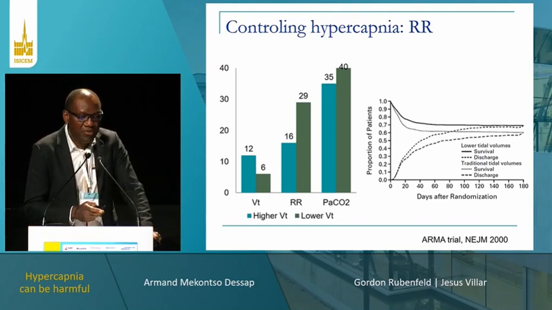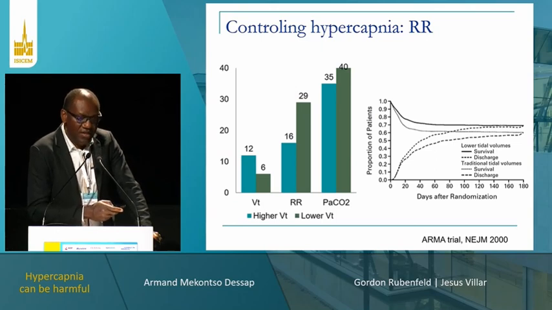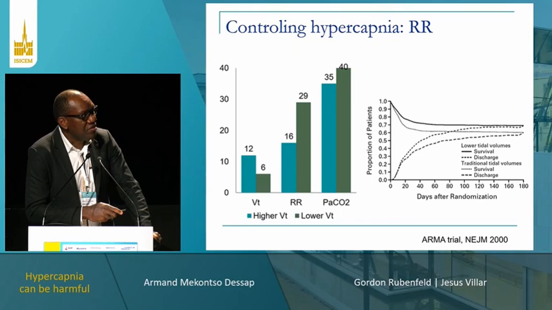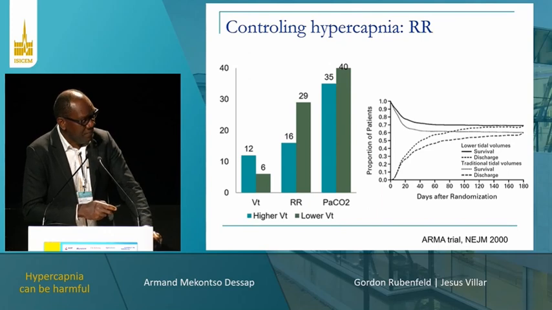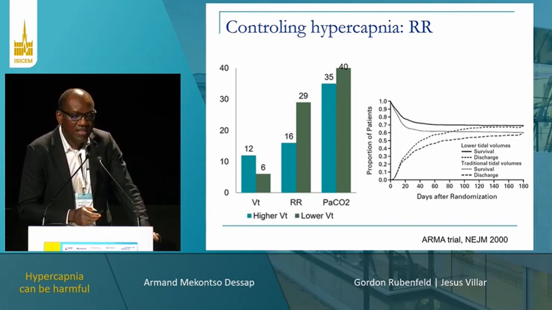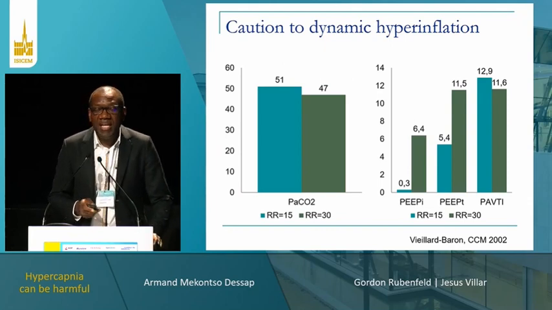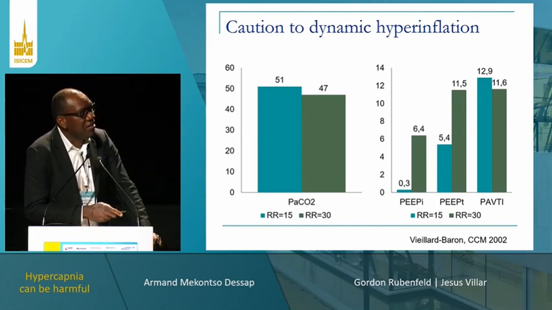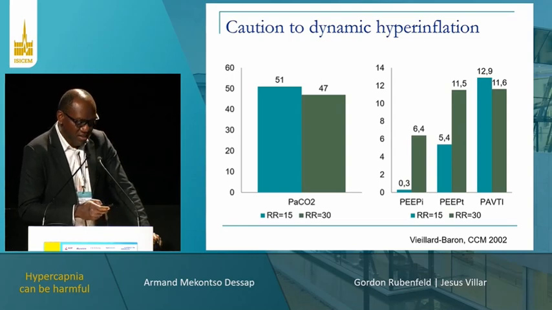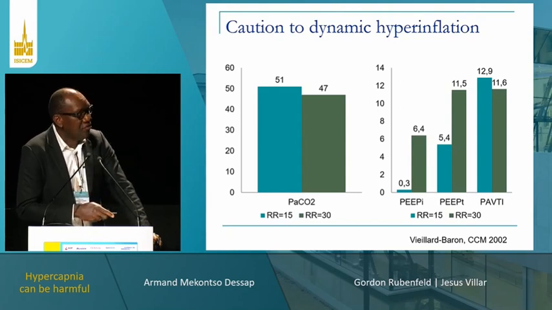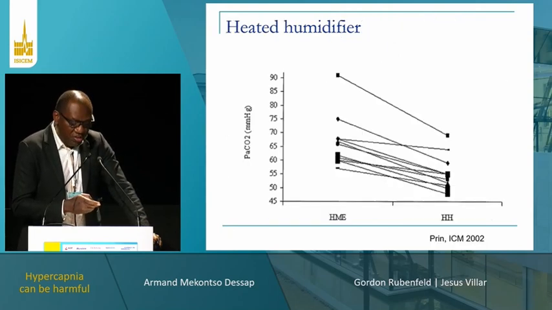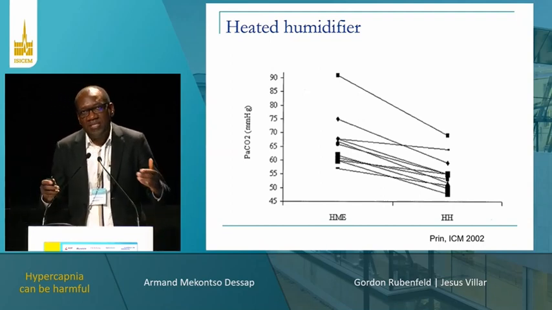The first one is to increase respiratory rate. You can see here in the Armand trial that increasing the rate from 16 to 29 will allow to blunt the increase in PCO2 associated with the reduction of tidal volume. But this strategy will be associated with dynamic hyperinflation in some patients, and you can see here the generation of auto-PEEP with an increase in the total PEEP of these patients when doubling the respiratory rate. Another caution with the increase in respiratory rate is, of course, the increase in mechanical power.